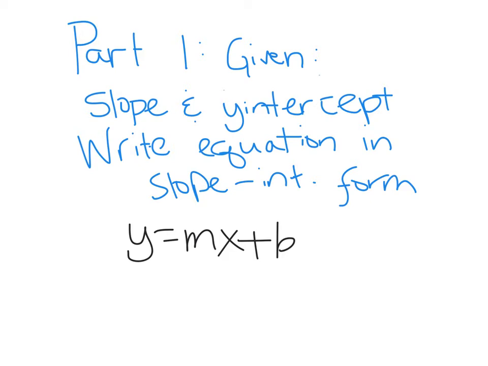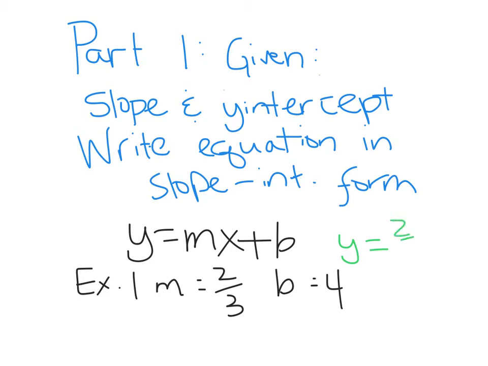So if I told you that m is 2/3 and b is 4, all you have to do is plug those into the problem, and the answer is, if 2/3 is m and 4 is b, the answer is y equals 2/3 x plus 4.